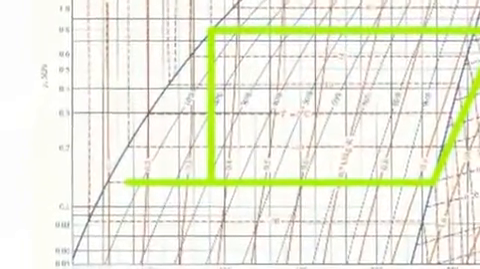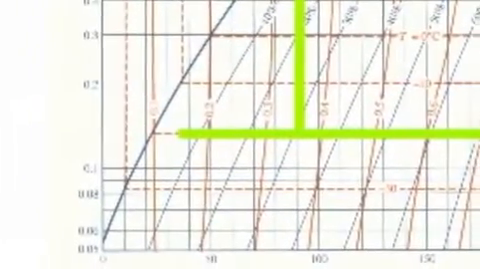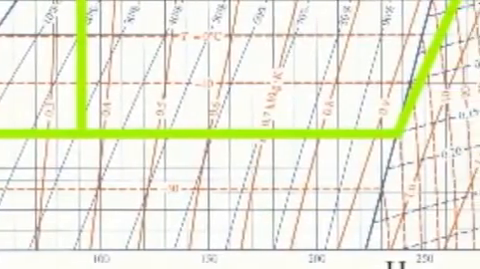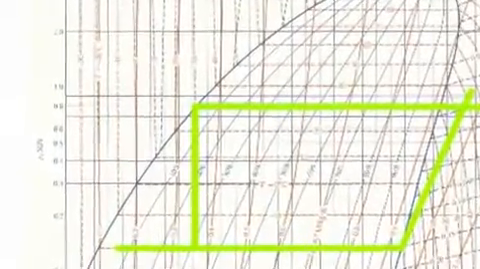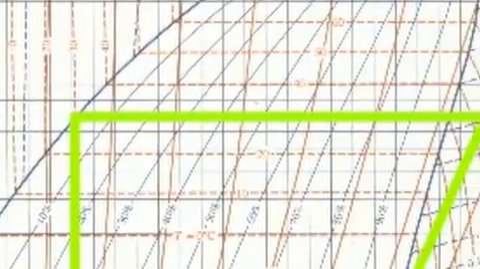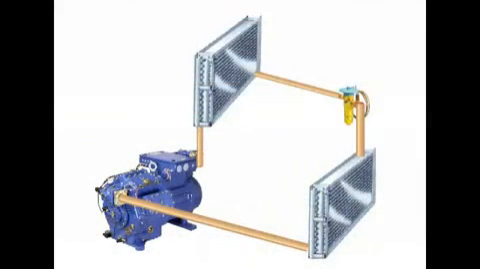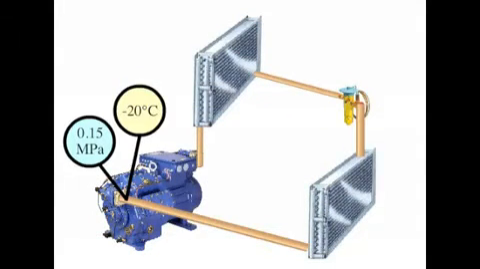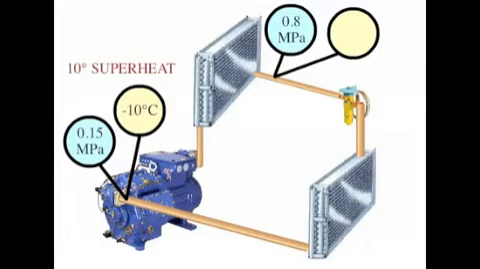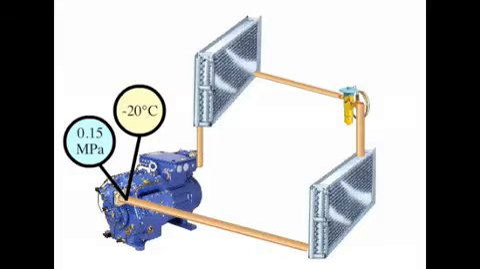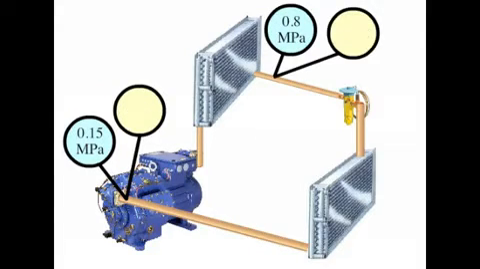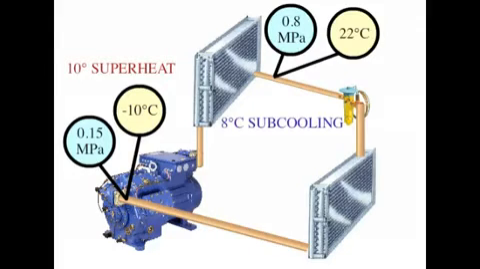How do we know for sure? At 0.15 megapascals, a system running R134 refrigerant would have a saturation temperature of minus 20. At 0.8 megapascals, the temperature at saturation is plus 30 degrees C. If the system has superheating, we would still read 0.15 megapascals at the compressor inlet, but a higher temperature, say minus 10 degrees C. Likewise, for subcooling on the condenser side, we still read 0.8 megapascals, but a lower temperature, say 22 degrees C. The gas exiting the evaporator is superheated by 10 degrees C, while the liquid exiting the condenser is subcooled by 8 degrees C.